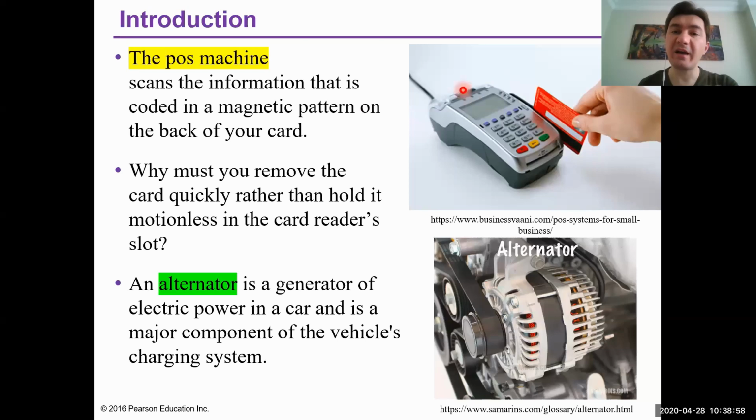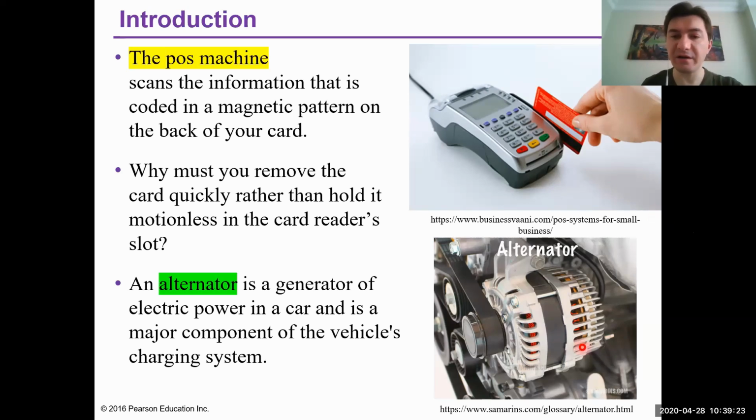And we have to move the card very quickly, right? If you are using the chip, you just insert and keep the card there. But if you are using the magnetic pattern on the back side of the card, you have to move it quickly. So why is it necessary to move it quickly? We will talk about this today.